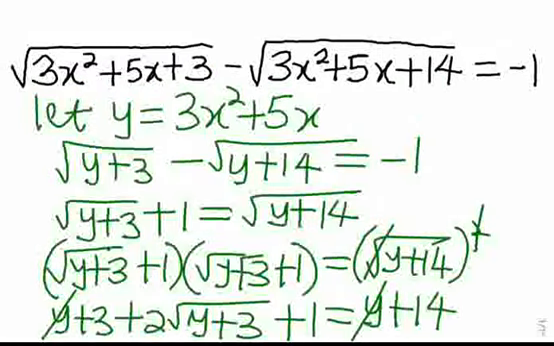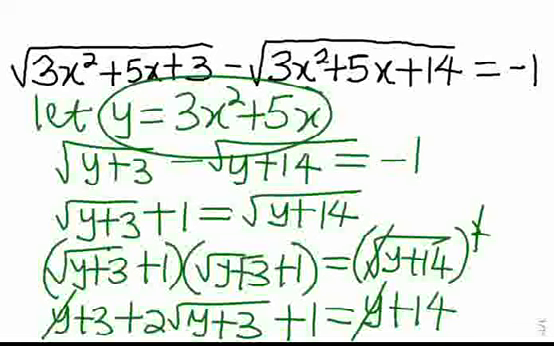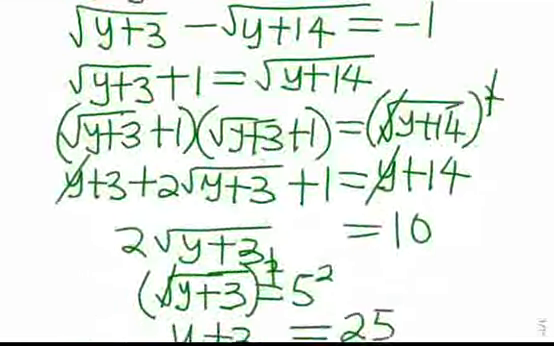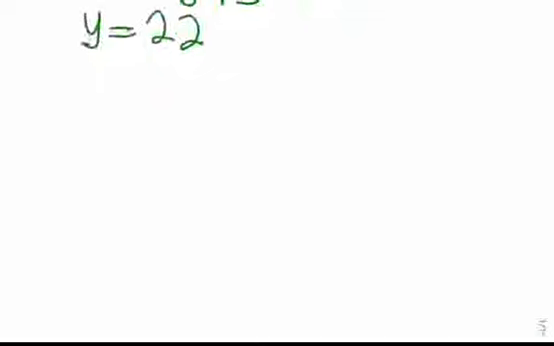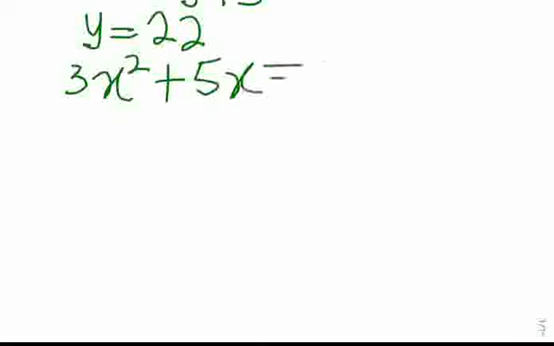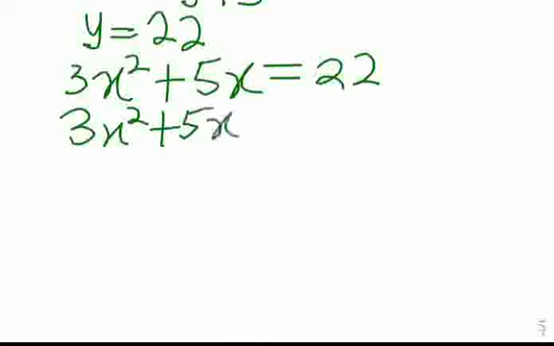And do remember at this point where I said y is what? 3x squared plus 5x. Y is 3x squared plus 5x. So bringing that down, y is 3x squared plus 5x. So y is equal to 3x squared plus 5x. And then collecting all the terms on one side will leave us with a quadratic equation.